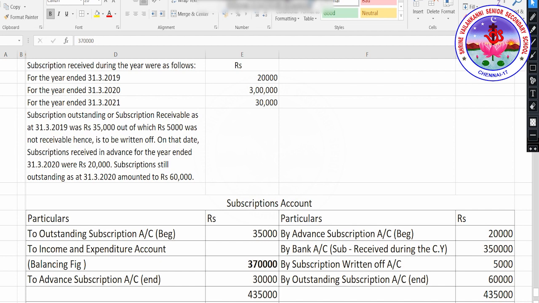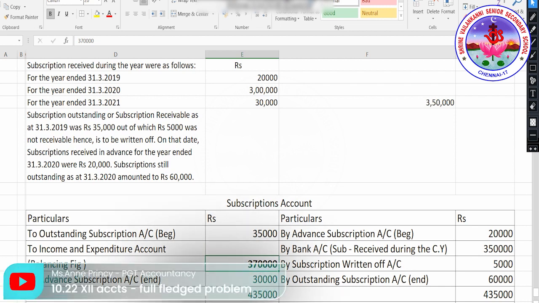Then subscription for the year ended 31/3/2021, which is advance subscription for the year end, 30,000. That also we have included. And then subscription written off, we are aware. For total subscription received here, the total is 3,50,000. That also we are aware. Then outstanding subscription, the last, subscription still outstanding as at 31/3/2020 amounted to 60,000. So totally, if we do this, our balancing figure will be 3,70,000. That should be shown in the income and expenditure account.